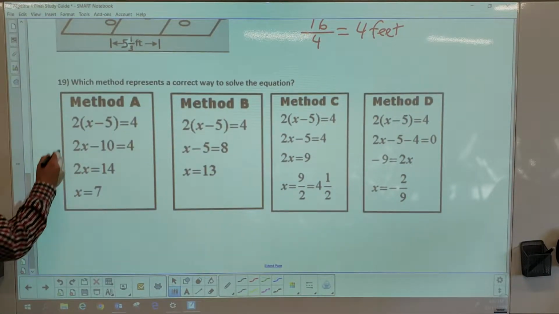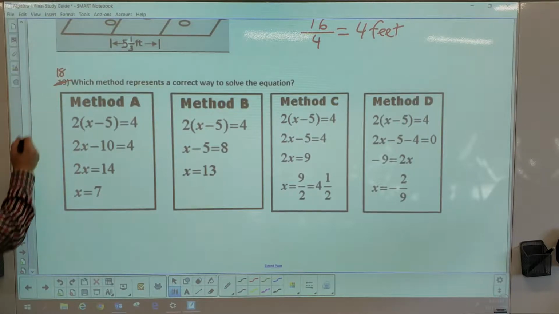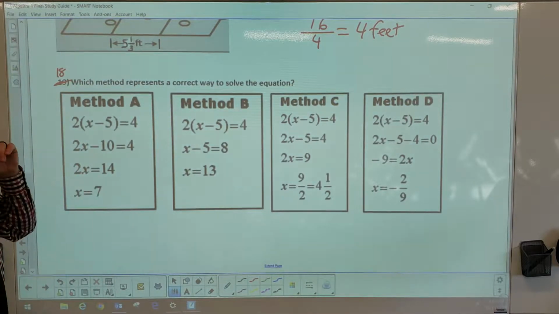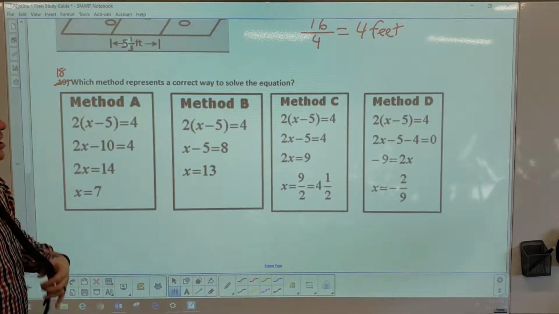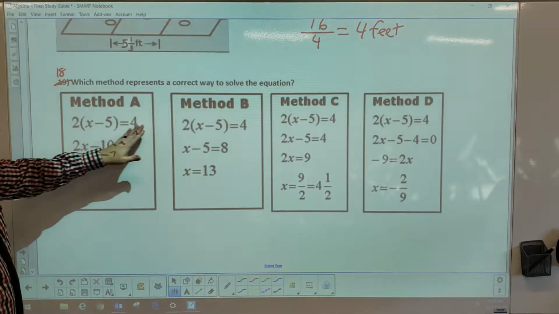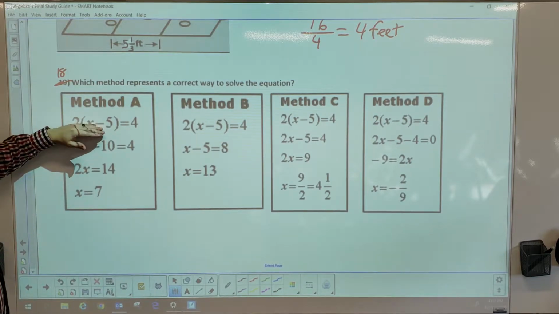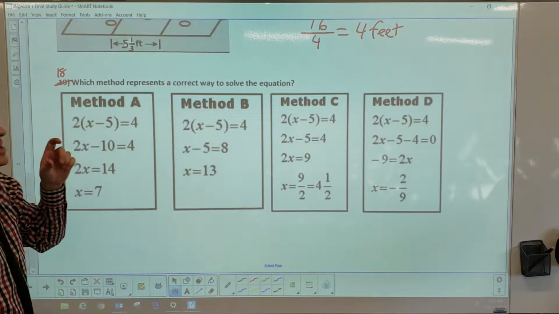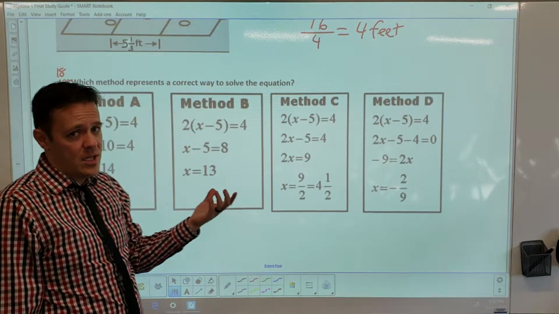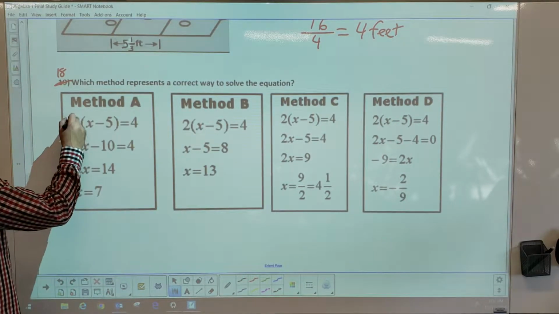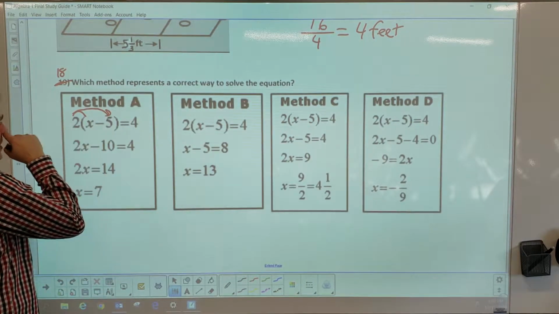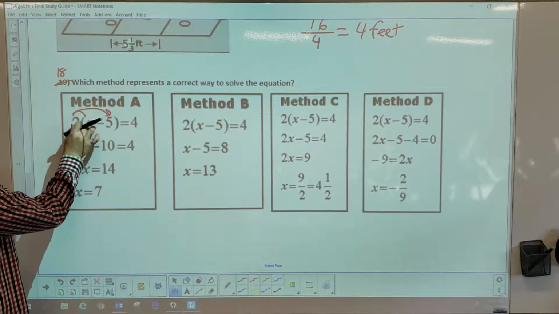And then last but certainly not least, number 18. It's not 19, so that's the third typo. Which method represents the correct way to solve an equation? They're all set up the same. It's the next step that counts. First step is PEMDAS, parentheses, exponents. We can't do anything in the parentheses, so we need to distribute. So you take this 2 and you distribute here to here. The good news is this equation is right.